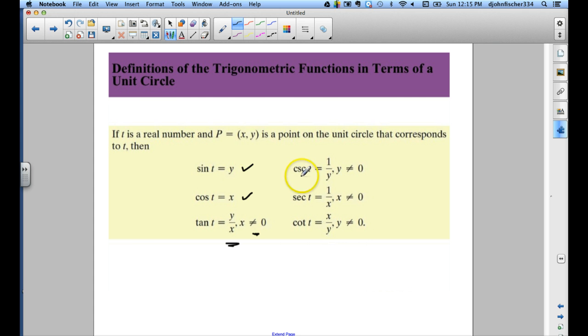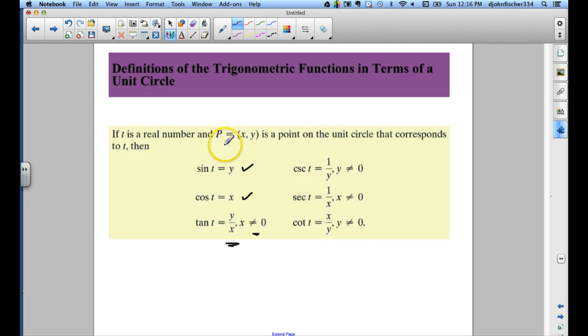Cosecant is always the reciprocal of sine. So if sine is y, cosecant is 1 over y. If cosine is x, secant is 1 over x. And tangent is y over x, cotangent is x over y. These go hand in hand. Tangent and cotangent are easy to remember. I always think the first letter is opposite, so cosine goes with secant, sine goes with cosecant.